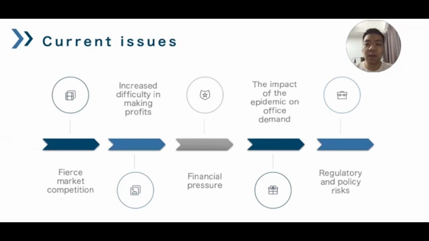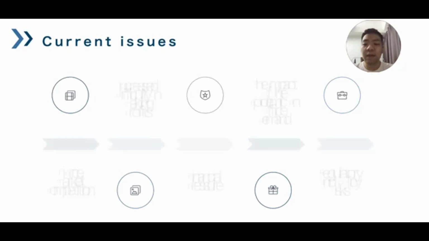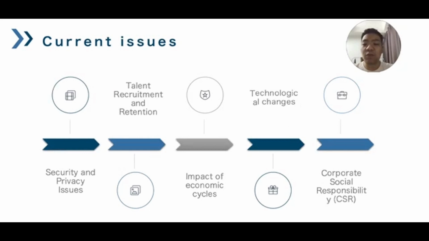Face market competition, increased difficulty in making profits, financial pressure, the impact of the epidemic on office demand, regulatory and policy risks, security and privacy issues, talent recruitment and retention, impact of economic cycles, technological changes, corporate social responsibility. These challenges require shared office space companies to maintain keen organization, respond flexibly, and constantly adjust strategies to adapt to the changing business environment.